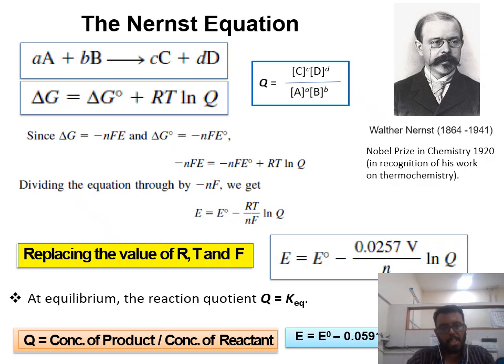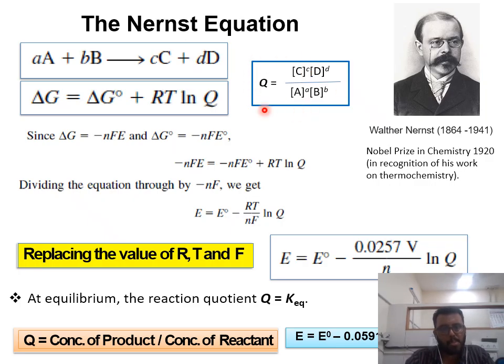The Nernst equation and its derivation are important. We can consider a simple reaction like aA plus bB giving cC plus dD. This small a is the coefficient of the reactant, and this c is the coefficient of the product. You can write the expression delta G is equal to delta G naught plus RT log Q, where Q is nothing but the product concentrations divided by the reactant concentrations, like concentration of C cross D, and concentration here is nothing but the activity, which I already explained.